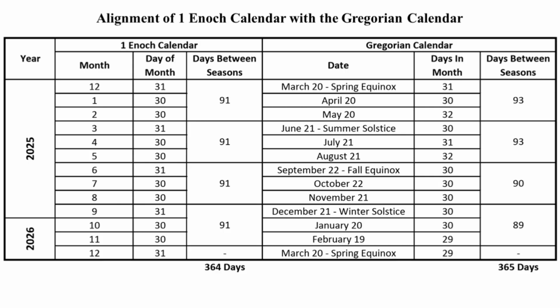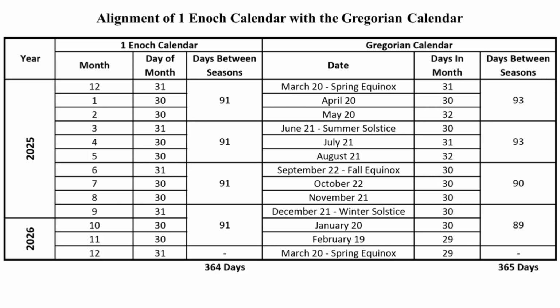1st Enoch chapter 72 season transition dates are first aligned with the Gregorian calendar season transition dates. In 2025, the 31st day of month 12 is March 20th, 2025, spring equinox. The 31st day of month 3 is June 21st, 2025, summer solstice. The 31st day of month 6 is September 22nd, 2025, fall equinox. The 31st day of month 9 is December 21st, 2025, winter solstice. The 31st day of month 12 in 2026 is March 20th, spring equinox.